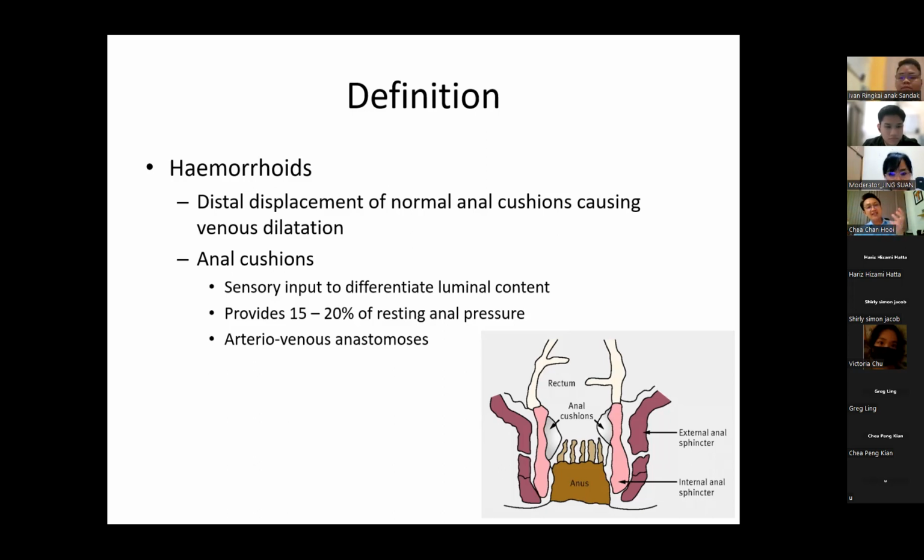These anal cushions also play an important role because, being cushions, they provide some support to the content in the anorectal canal, and they also provide some form of continence. These cushions are made up of arterial venous anastomosis. That means they are full of blood, arterial blood and venous blood.